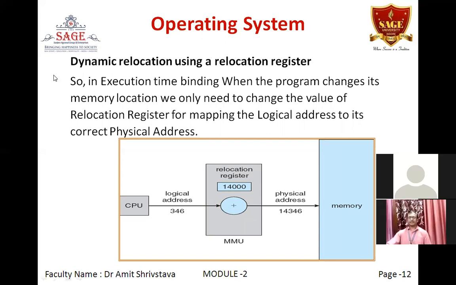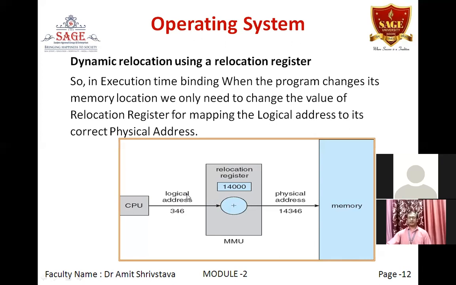Let us say the base address of our process is 14,000. We will load the relocation register with the base address of that particular process, that is 14,000. Now, if I say line number 346, that is 346 starting from 14,000. So we simply add 14,000 to 346 to get the physical address, that is 14,346.